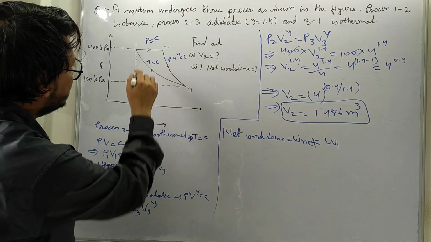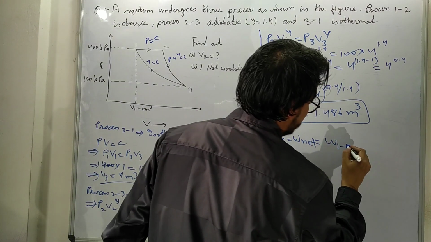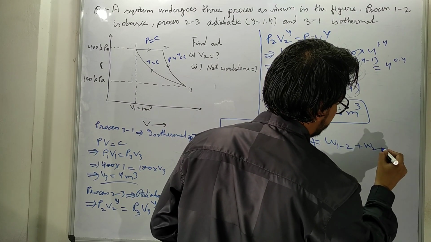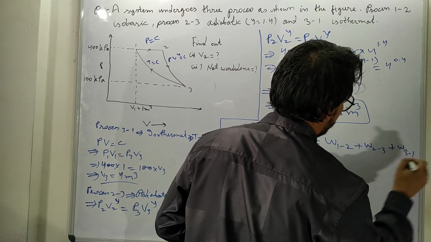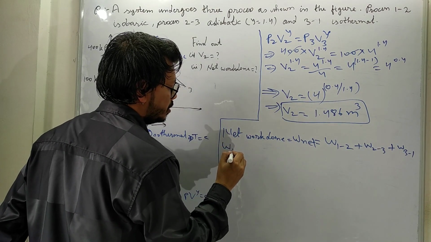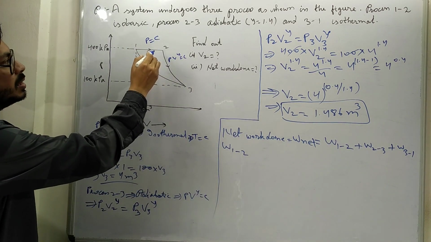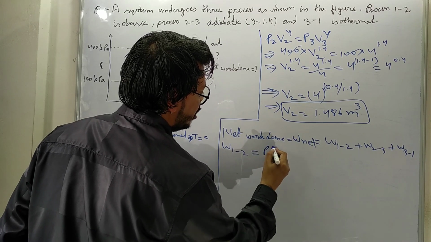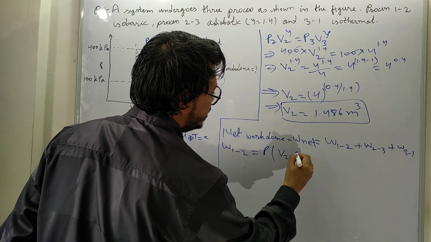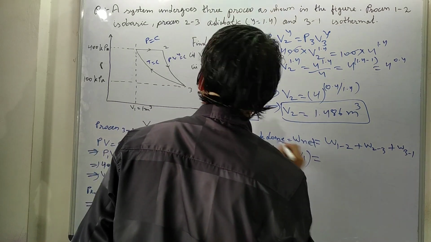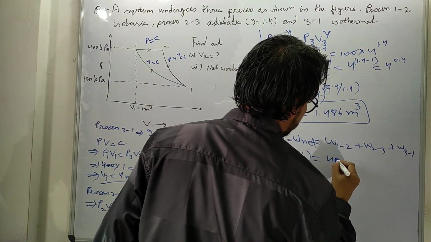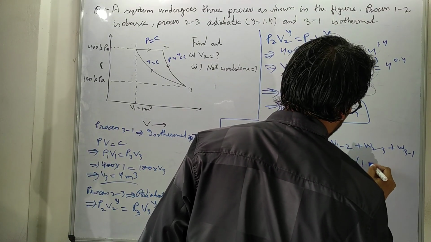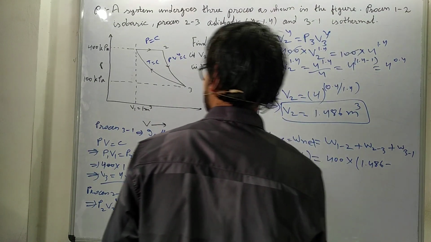The summation of all these processes, we will get the net work done. So W1 to 2 plus W2 to 3 plus W3 to 1. Now W1 to 2. We know 1 to 2 is an isobaric process. So the work done is given as pressure is constant, so it will get out of the integration and we get the value as P into V2 minus V1. Pressure we have 400 kilopascal. So it is 400 kilopascal into V2, we have already calculated it as 1.486 minus V1.